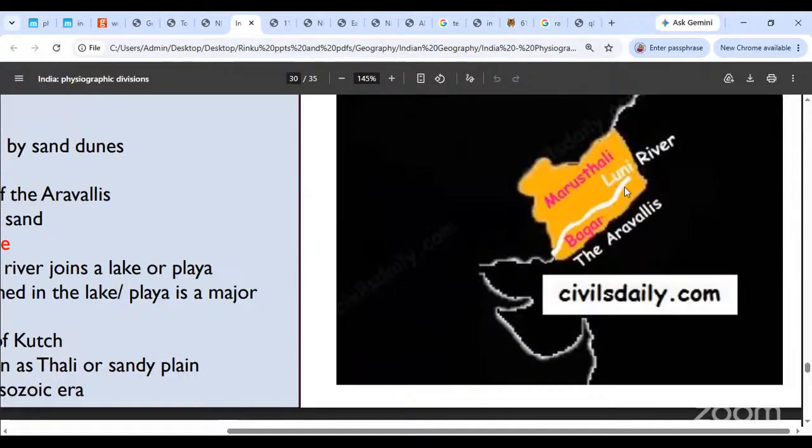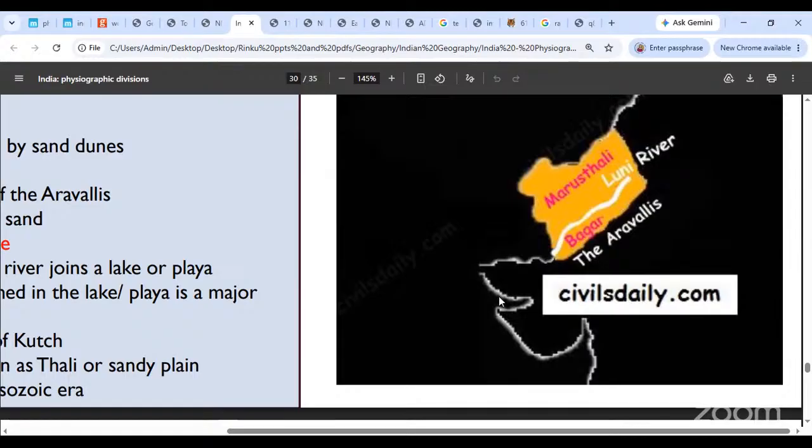The one to the west of the Luni river is called the Marusthali, which is the sandy region, where you find sand dunes and rolling plains. The Bagar part is going to be the rocky part of the desert. People actually live over here. You have less sand. Surviving in the Marusthali is going to be a little difficult. So this is called the Thali or the Marusthali, and this is called the Bagar part. Clear? And that gets divided into 2 parts by the Luni river.